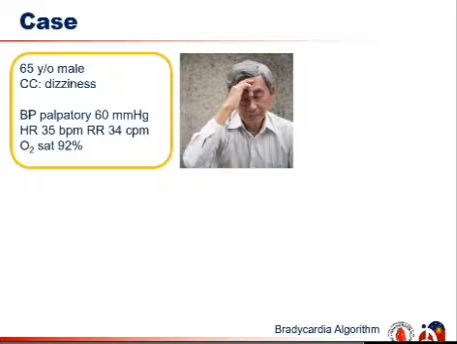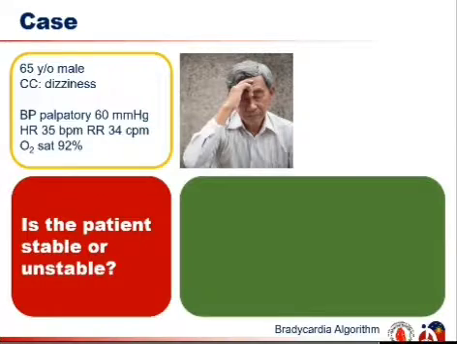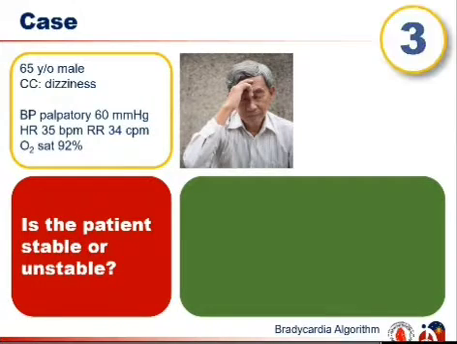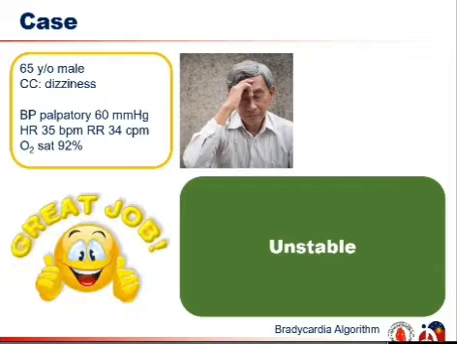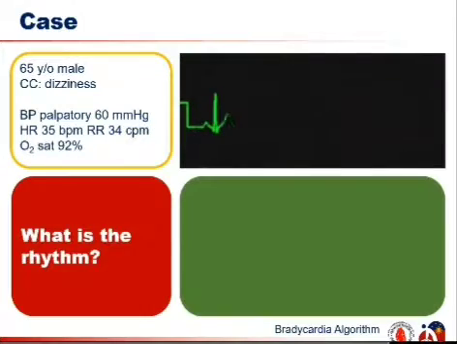You are presented with a 65-year-old male, office clerk, known hypertensive, who came into the emergency room with a chief complaint of dizziness. Vital signs showed a blood pressure of 60 millimeters mercury, a heart rate of 35 beats per minute, a respiratory rate of 34 cycles per minute, and an O2 sat of 92%. The question is, is the patient stable or unstable? The patient is unstable. You are correct. Good job. A 12-lead ECG was done that showed this. What is this rhythm?